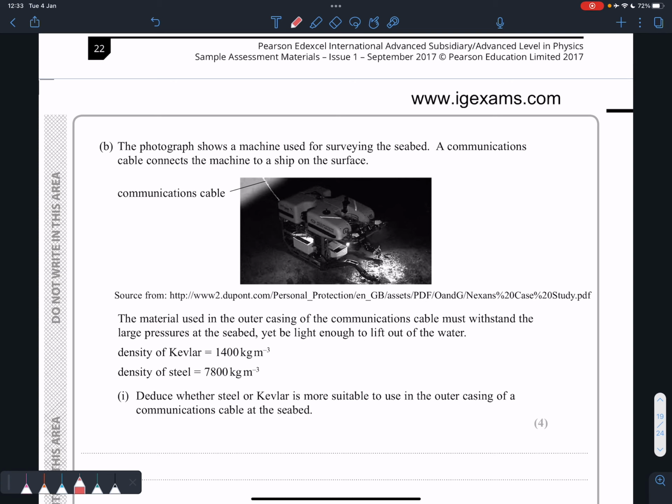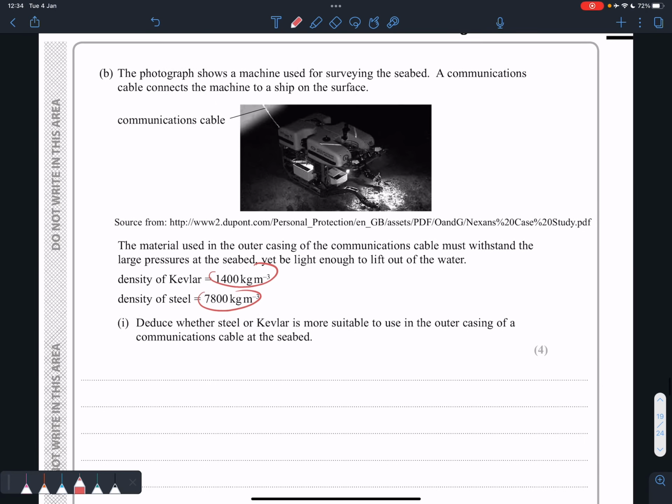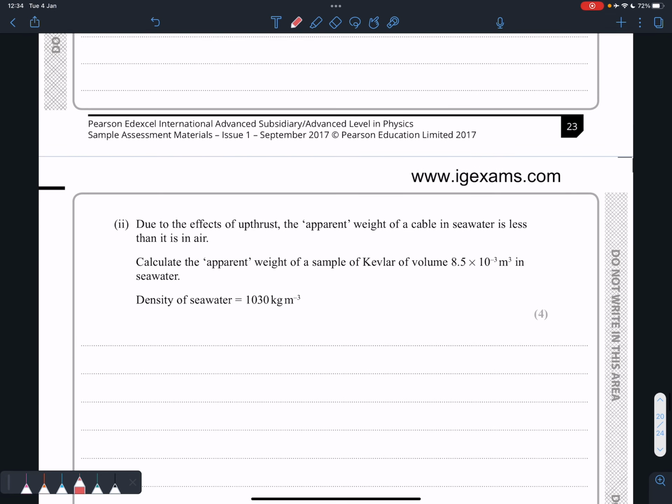The photograph shows a machine used for the seabed. Got to read a little bit about this. The material must withstand the large pressure of the seabed, yet be light enough to lift out of the water. Density of Kevlar, density of steel. Deduce whether steel or Kevlar is more suitable to use in the outer casing of a communication cable. Interesting. Well, you've got to sort of work that out. Due to the effects of upthrust, the apparent weight of a cable in seawater is less than it is in air. Calculate the apparent weight.